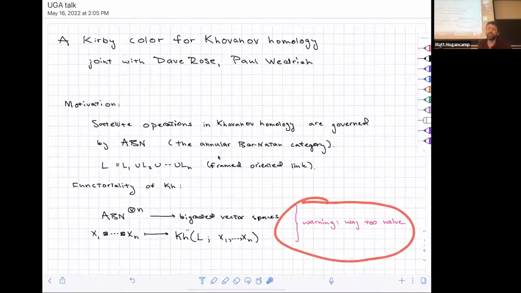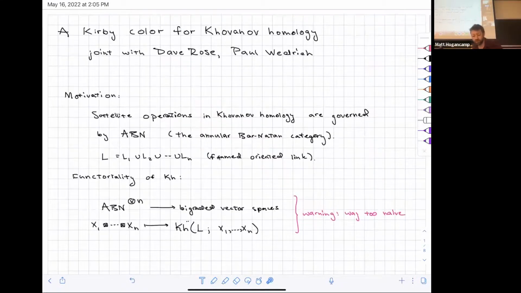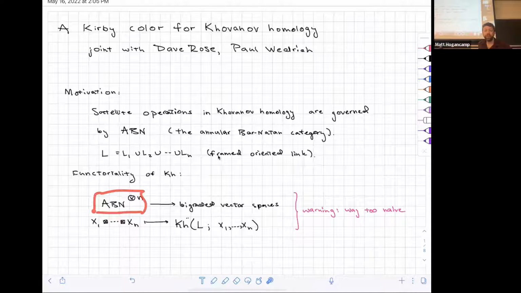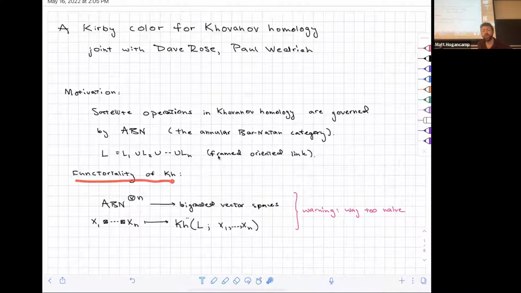I really should write this in extremely large, bold font: this is extremely naive, way too naive, because what have we done? We've taken Khovanov homology too early. One of the things I want to point out, even though it's not going to be a big deal for this talk, is that the annular Bar-Natan category is just an additive category. There are no complexes or anything here. Objects over here are also just bigraded vector spaces, not chain complexes either. We've taken homology already so we can discuss functoriality of the Khovanov invariant.